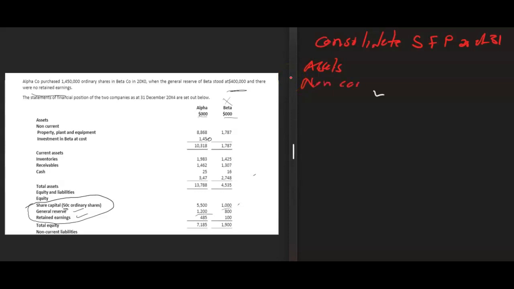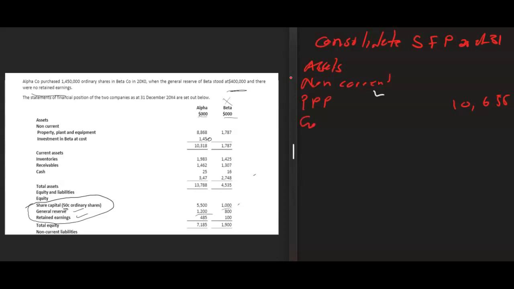non-current, right? Which is PPP, and we will add this and this for PPP, so that will give us 10,655. Okay, so after PPP, here on the question we have investment in beta, so we don't add that one. We replace it by the goodwill. So goodwill was our working through, right?